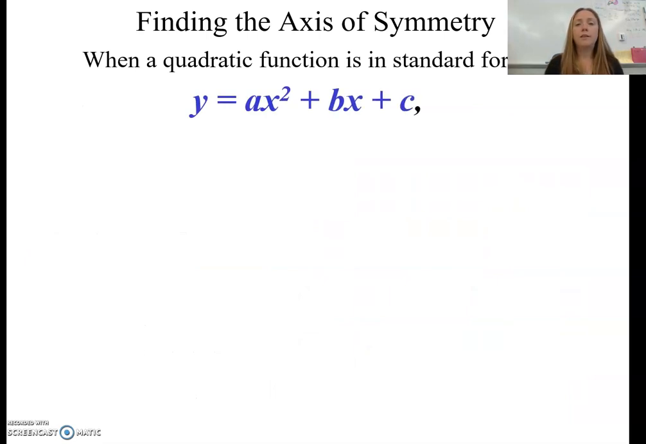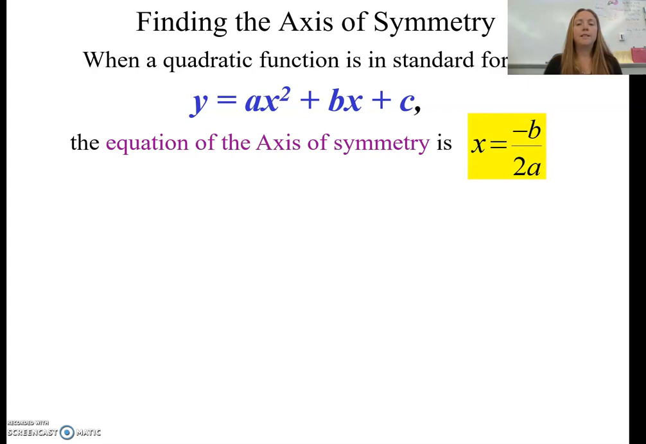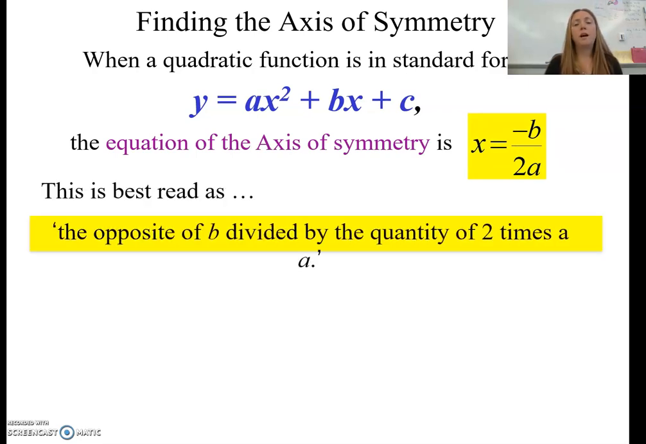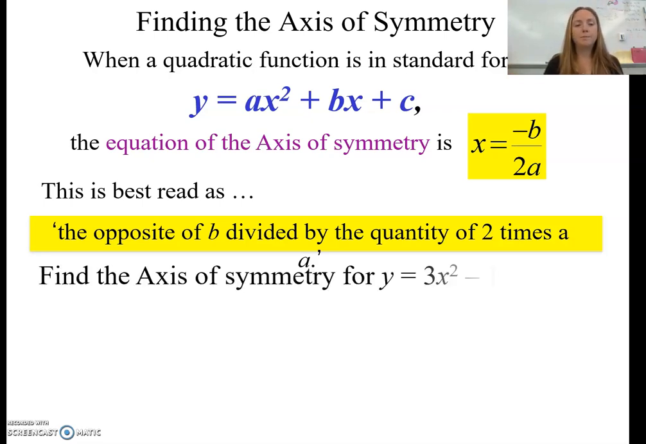So to find the axis of symmetry, you need the equation, which is x equals negative b over 2a. The best way we can read it would be the opposite of b divided by the quantity of 2 times a, because the idea here is that if the b was negative, you would change it to the opposite sign of positive. If it was positive, you would change it to a negative. So the opposite of b divided by a quantity of 2 times a.